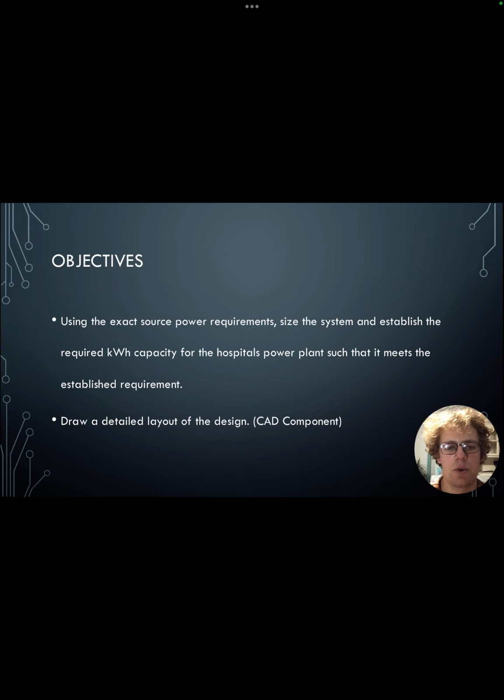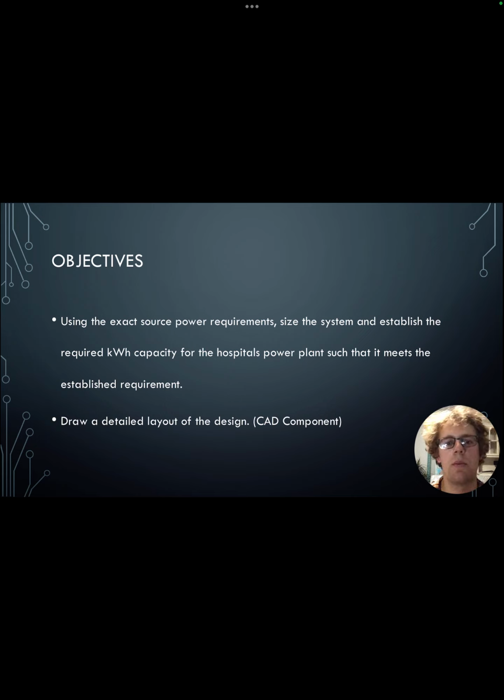Using the exact source power requirements, size the system and establish the required kilowatt-hour capacity for the hospital's power plant such that it meets the established requirement. So the system needs to be compatible with the hospital and the electrical system demands of the hospital in question. Then also draw a detailed layout of the design.